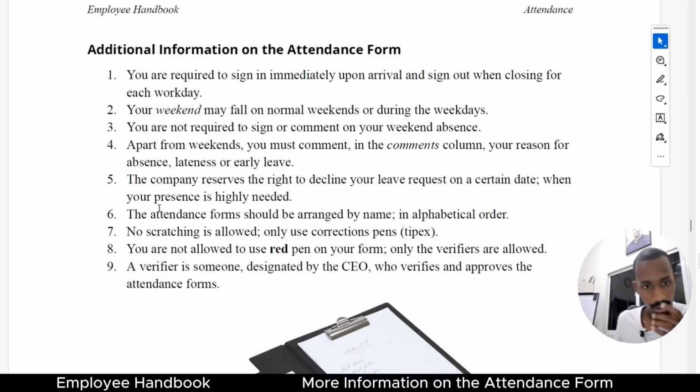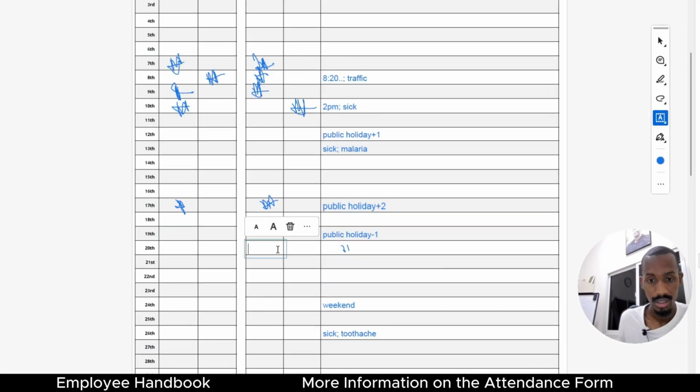All right, we move on to number 4. Apart from weekends, you must comment in the comments column your reason for absence, lateness, or early leave. I should add public holidays here as well. You should comment on the public holiday. Remember, it's here. For weekends, you don't come and put weekend. You just leave it like that.